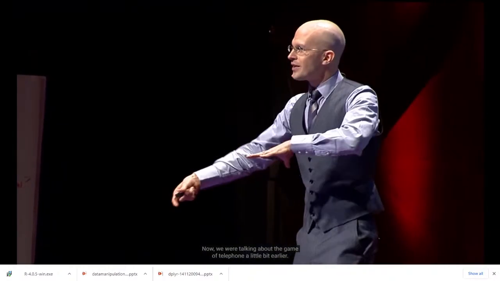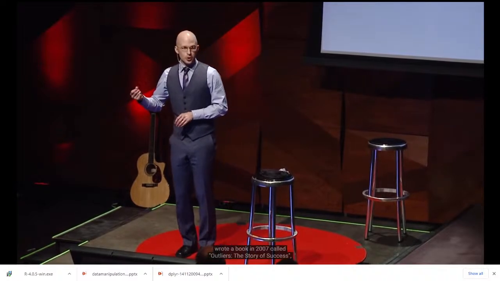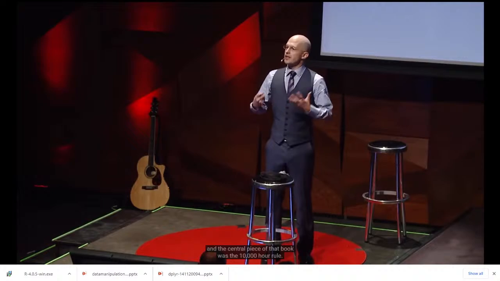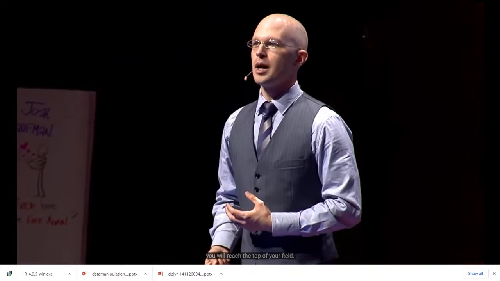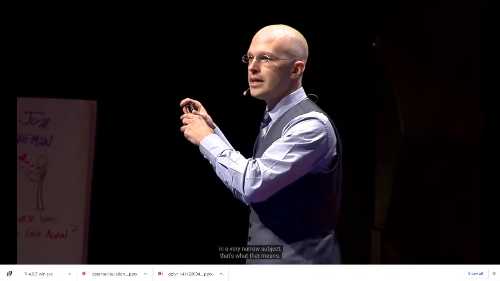Now, we were talking about the game of telephone a little bit earlier. Here's what happened. An author by the name of Malcolm Gladwell wrote a book in 2007 called Outliers: The Story of Success. And the centerpiece of that book was the 10,000 hour rule. Practice a lot, practice well, and you will do extremely well. You reach the top of your field. So what Dr. Ericsson was actually saying is, it takes 10,000 hours to get to the top of an ultra-competitive field in a very narrow subject. That's what that means.